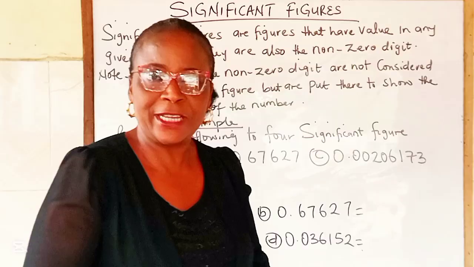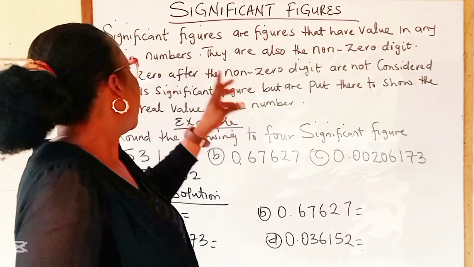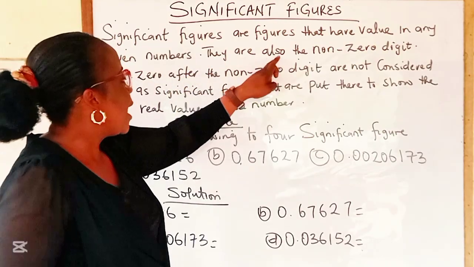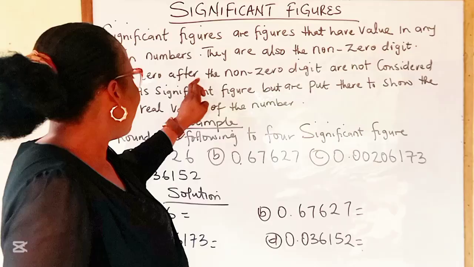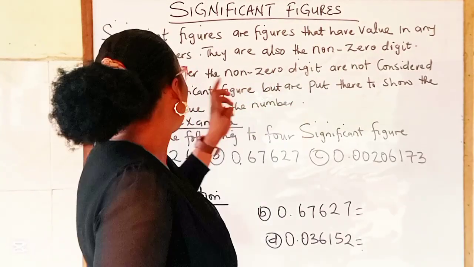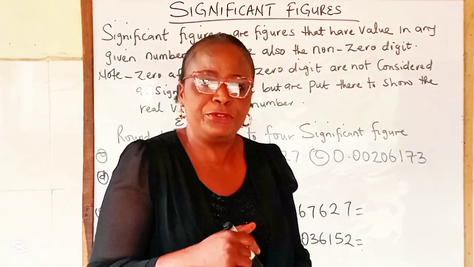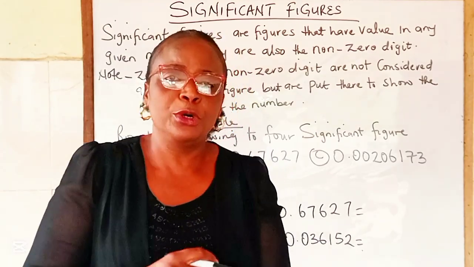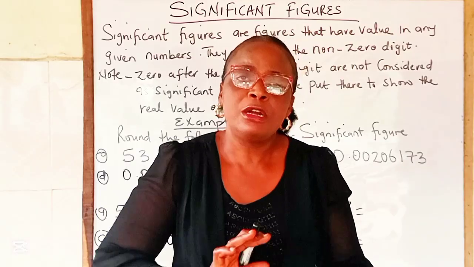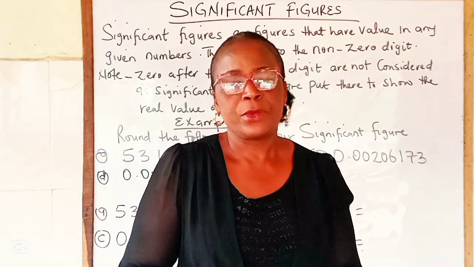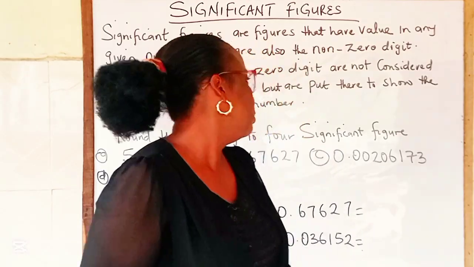Today, we are going to look at significant figures. What do I mean by significant figure? Significant figures are figures that have value in any given number. They are also the non-zero digits. Zeros after the non-zero digits are not considered significant, but are put there to show the real value of the number. If a number begins with zero, those zeros are considered non-significant, but they are put there to show the real value of the number.